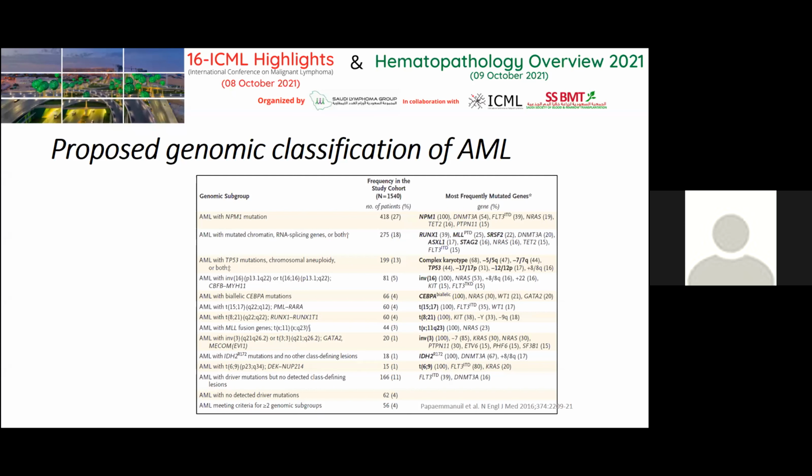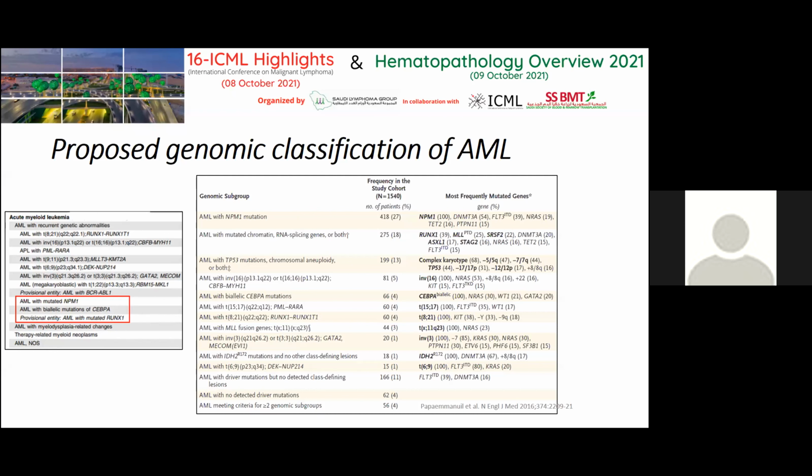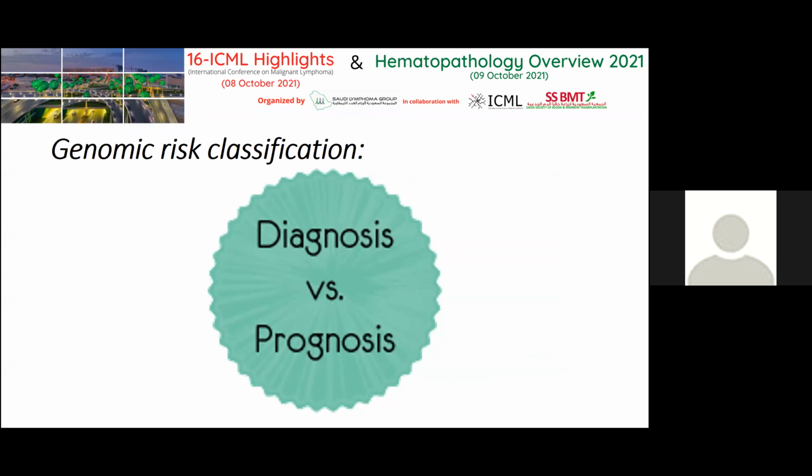So beyond the existing WHO subgroups, the authors suggested an alternative classification method based on specific statistical analysis of their own results, and they proposed 5 new molecular subgroups in addition to the recurrent cytogenetic abnormalities. So there is a distinction between a system for classifying patients with AML for diagnostic purposes and a system for predicting the outcome of the AML.